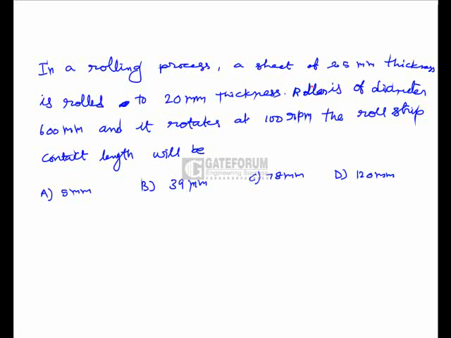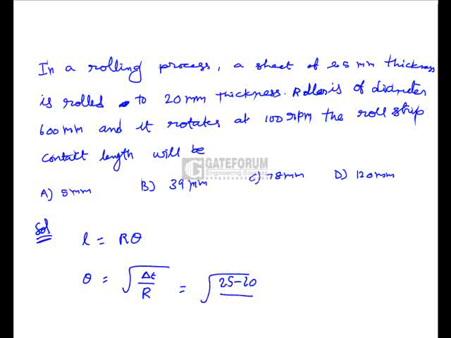Rolling process: a sheet of 25 mm thickness is rolled to 20 mm thickness. The roller is of diameter 600 mm and it rotates at 100 rpm. So here the roll-strip contact length is given by r into theta, where theta is the angle subtended by the deformed zone at the roller center, and is given by the square root of delta t by r, where r is the radius of the roller, and delta t is the change in thickness, which is 25 minus 20 by r, where r is 300, which gives a value of 0.129 radians.